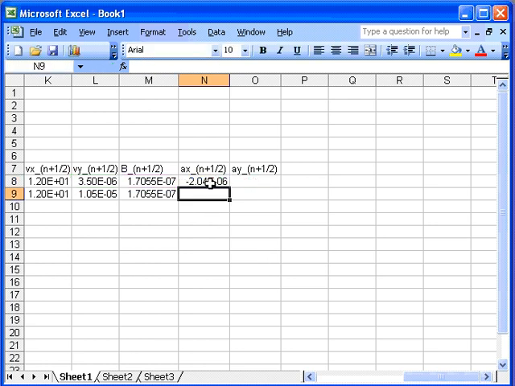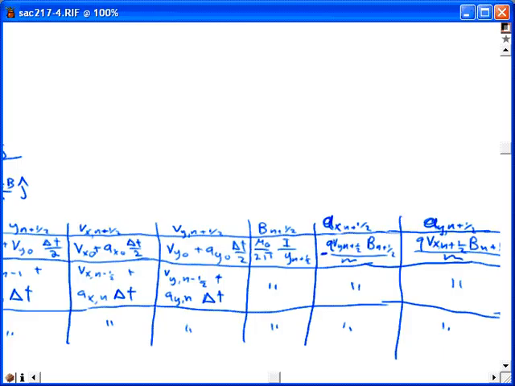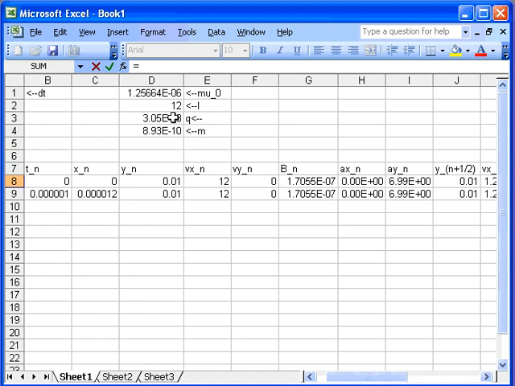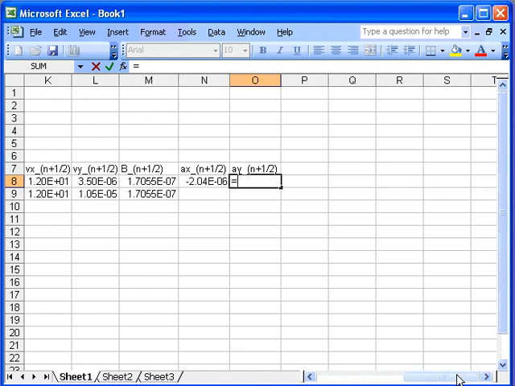Alright, I think that's it. Let's check this. Yeah, it was over M. Okay, that looks good. Now this one, the same thing except I got X and no minus sign. So just say equals Q, which is $D$3. V, I'm working on Y and I want the X one.